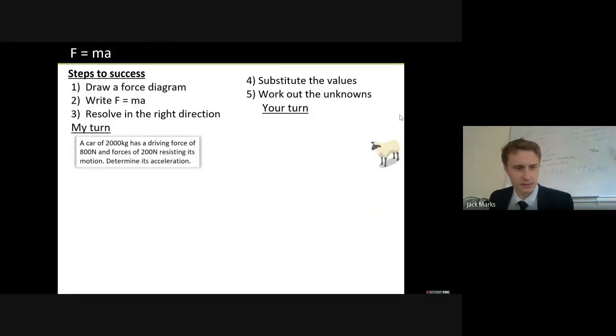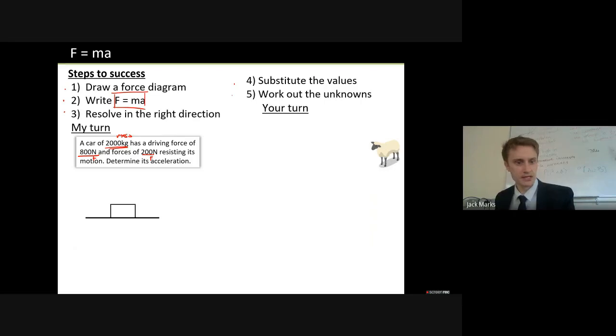Okay, let's do an example of putting this into practice. This is the first time really that we're getting to a more mechanics-style question, bringing it all together now. A car of 2,000 kilograms, well, that is a mass, isn't it? It has a driving force pulling it forward of 800 newtons. That's a force. And a force of 200 newtons, again newtons, also a force, resisting its motion. Determine its acceleration. We've got mass in the question, we've got forces, and we're being asked about acceleration. So you can see here that we might want to use this one.